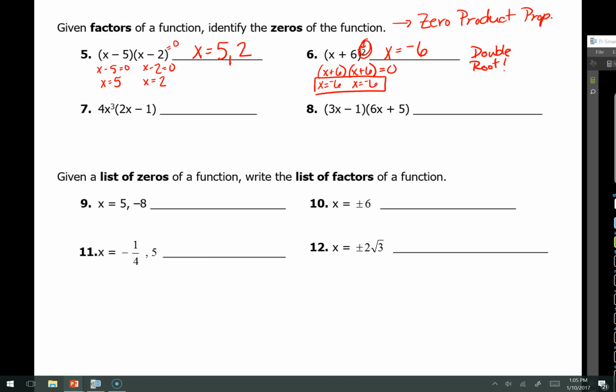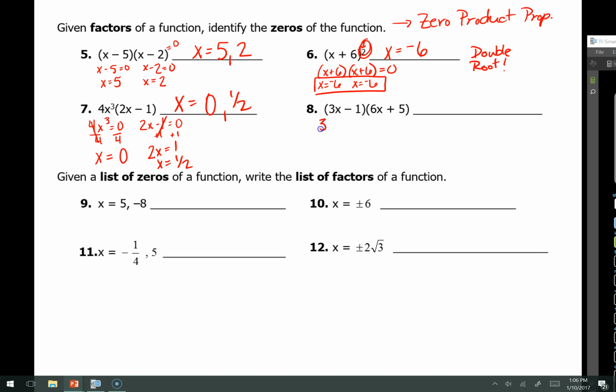All right, so let's look at the next one. Using the zero product property, we know that 4x to the third is equal to 0, or 2x minus 1 is equal to 0, if those are both factors. So solving for x, we divide by 4 on both sides, and then take the cube root of both sides. So that's going to give us x is equal to 0. When we add 1 to both sides on this one, and then divide by 2, that gives us 1/2, which means x is equal to 0 and 1/2.